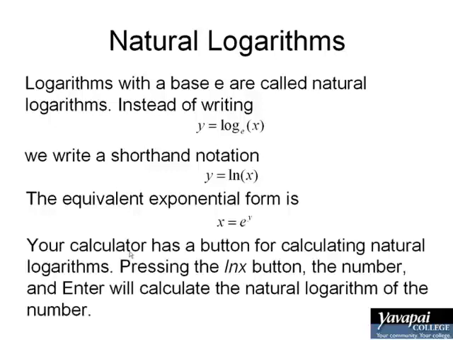Your calculator also has a button for calculating natural logs, and typically it says ln of x on it, or ln. If you press that button, put in your number and hit enter, it'll calculate the natural logarithm of the number. And those are the two basic buttons, the ln button and the log button. Any other base logarithm, we actually have to use a change of base formula to do, and we'll talk about that in a later section.